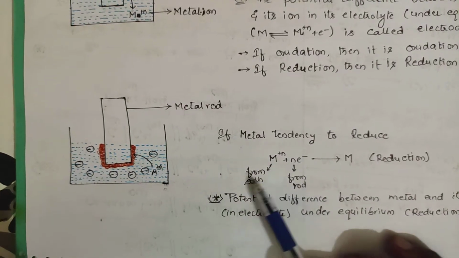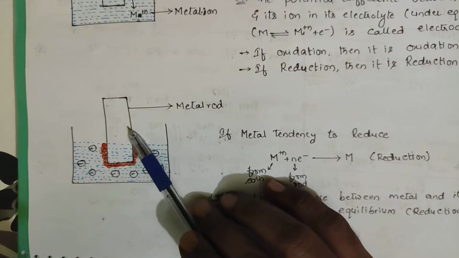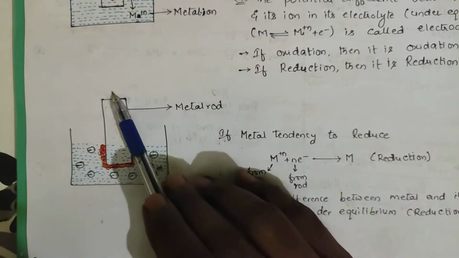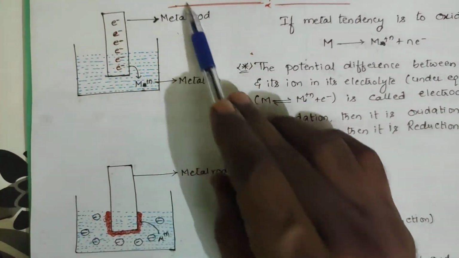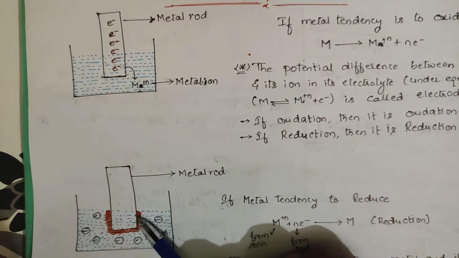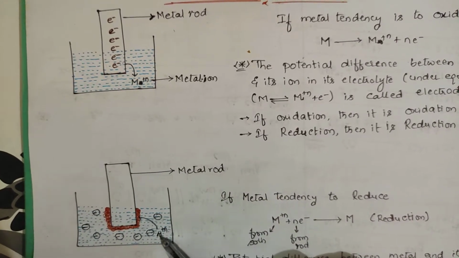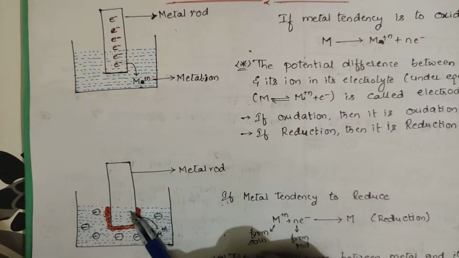So M plus n you are getting from the solution, and the electrons you are getting from this rod. Don't assume that this rod is giving electrons. There will be circuit formation. If you make a link between these two rods, the electrons travel and deposit on this rod. These electrons attract the cations present in the solution, and they get deposited on the electrode. So M plus n you are getting from the solution, and n electrons you are getting from the other rod onto this rod.